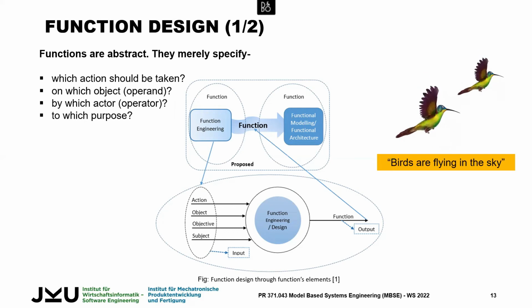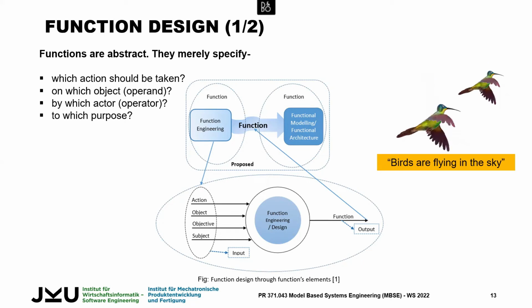So functions are abstract. They merely specify which action should be taken on which object by which actor and for which purposes. This is also another way of understanding. Here you can see that two birds are flying in the sky. Do you agree with this proposition that this is also some kind of function going on here? But do you think this is the explicit function I try to describe with a sentence? Rather than doing a model, I try to describe by writing. It is similar to mathematics.